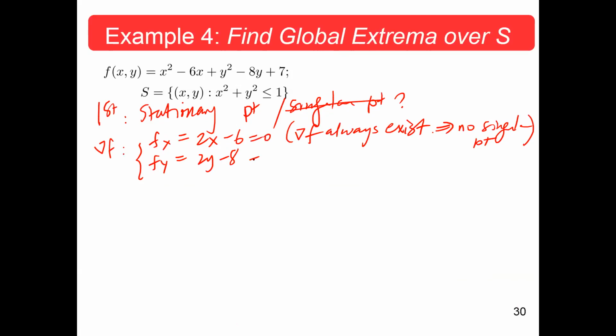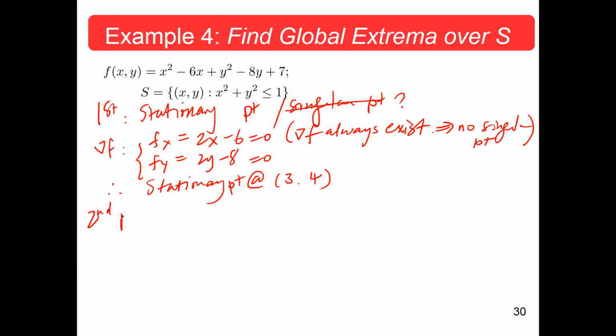So let us set both partial x and partial y to 0 for stationary point. And obviously it's easy to solve: x would be 3 and y would be 4. So stationary point at (3, 4). So that's one of the options. We have stationary point at (3, 4). We can check whether it will give us a local extrema.